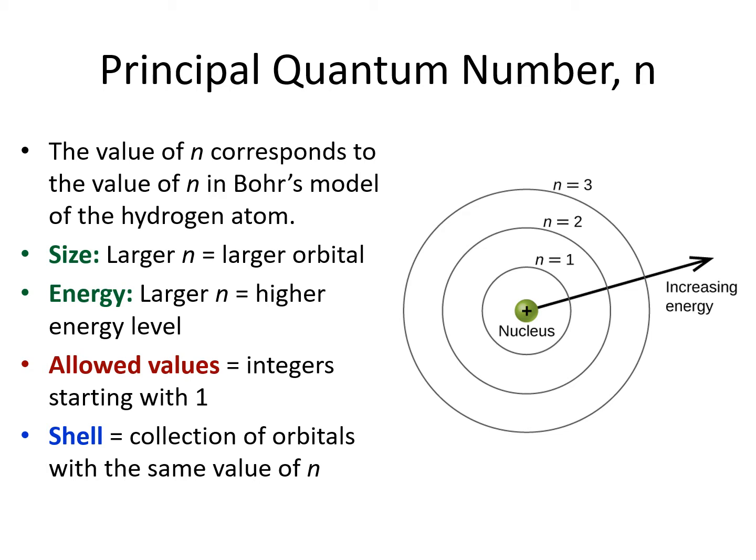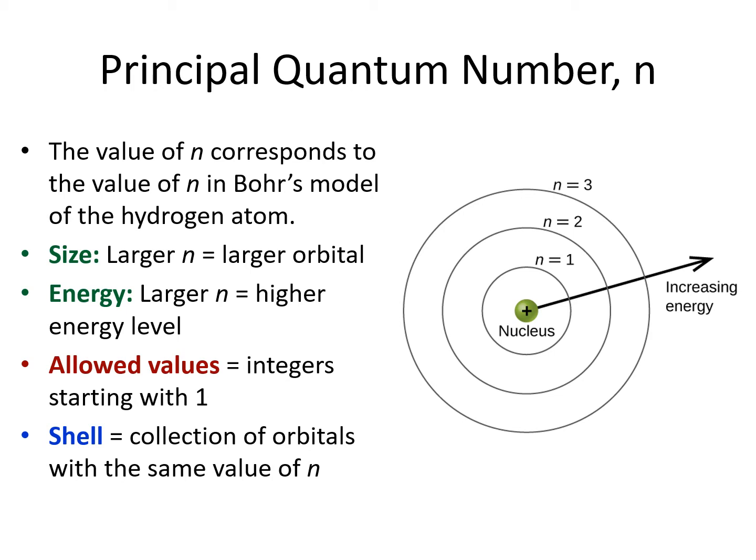The principal quantum number n corresponds to the n value in Bohr's model of the atom. Even though Bohr was wrong and electrons do not orbit the nucleus, he was right that there are certain integer values of energy levels. A larger value of n corresponds to an orbital that is farther out from the nucleus and is therefore larger. I like to think of the concept of Russian nesting dolls. n equals 1 is the smallest doll on the inside, n equals 2 is the next doll out that surrounds the first one, and so on.